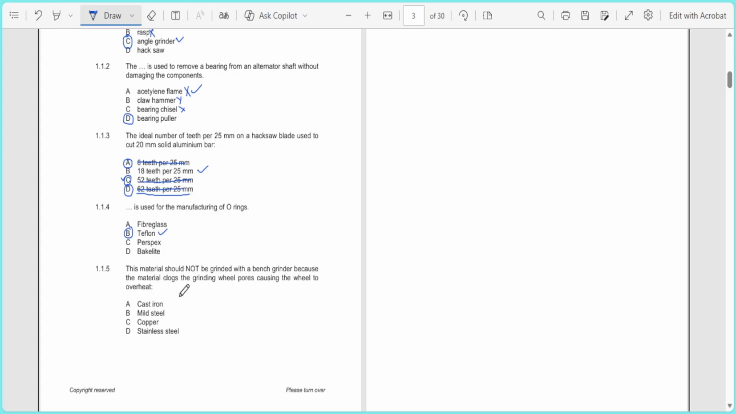What about C? The Perspex. What about it? Is this obvious though? You know what? I'm going with B for this one. Fiberglass, no.